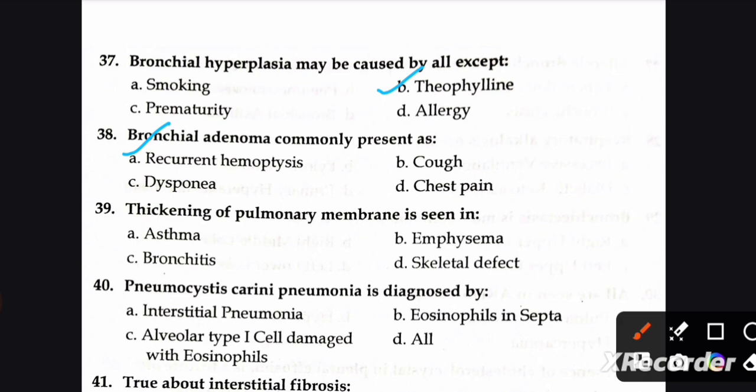Next question is thickening of pulmonary membrane is seen in A asthma, B emphysema, C bronchitis, and D skeletal defect. Right option is A, asthma.